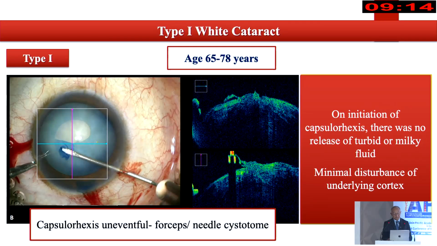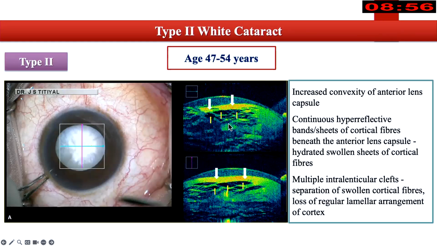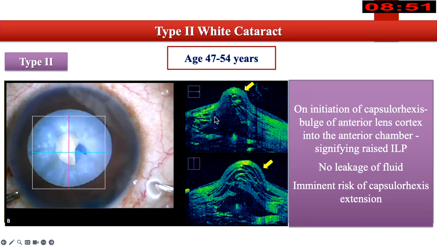This was type 1. Type 2, we classified, is normally in younger age group patients, where you have intumescence, hydrated lenticular fibers going across the length of the lens, right from one end to the other, and you have thick cortical fibers, and the clefts are underneath that. In this case, as you initiate the opening here, the entire fiber bulges out. They don't let the fluid release because the pockets are underneath these thick fibers. These are the cases where peripheral extension is very, very high. If you go a little more peripheral, the extension is 100% in these cases.